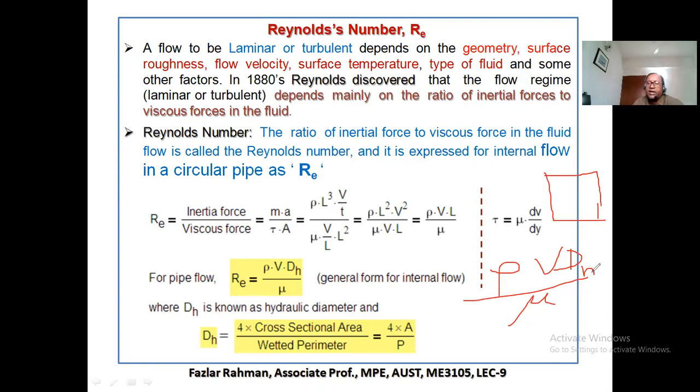So if you know the hydraulic diameter, how can you figure it out? You can figure out the hydraulic diameter for a rectangular cross section. For example, you have a triangular cross section pipe. How will you use the Reynolds number? In that case, you figure out an equivalent diameter, that is kind of hydraulic diameter. Then you put it in this equation and you get the Reynolds number. Rho is the density, V is the velocity of the fluid, mu is the viscosity. So you just need to figure out the hydraulic diameter.